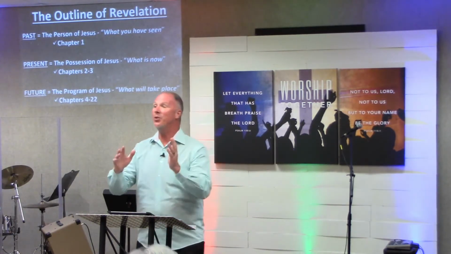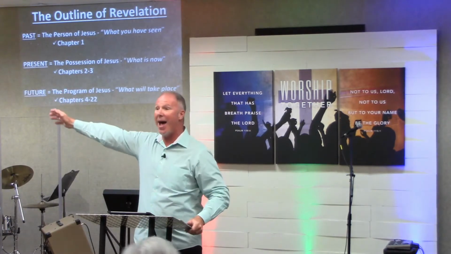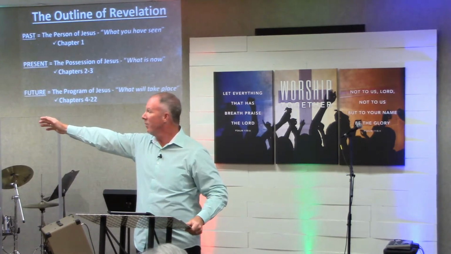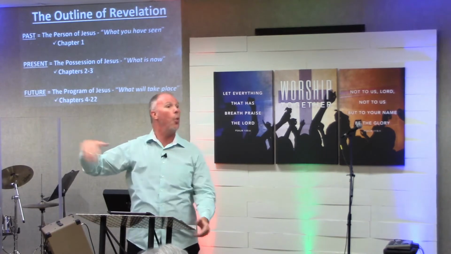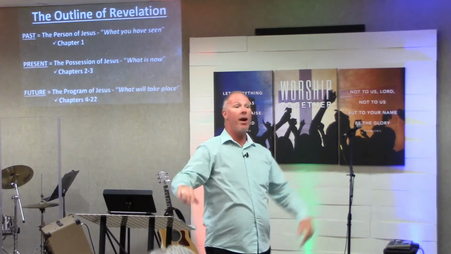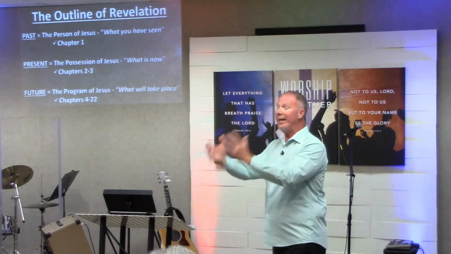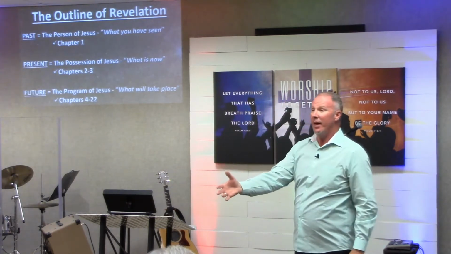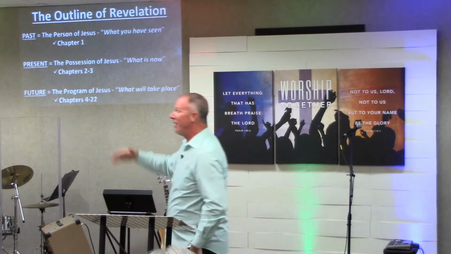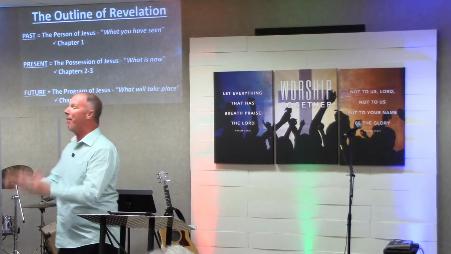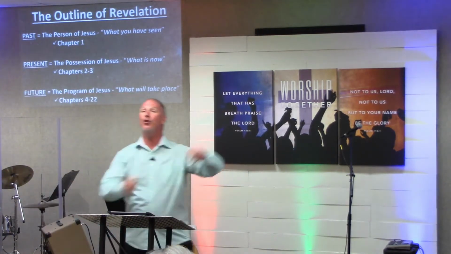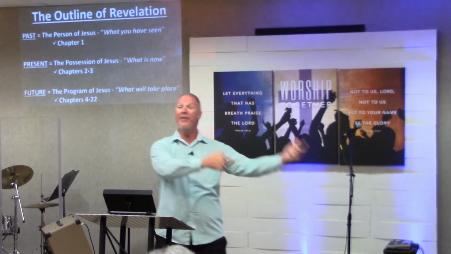So when we think of history, we think of things past, right? Whatever, World War I, World War II. The American Revolutionary War was in the past. That's history. Well, when we read the book of Revelation, the vast majority, chapters 4 through 22, is apocalyptic prophecy. It's future history revealed to us today.